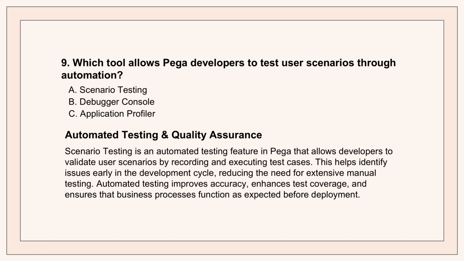Nobody wants those headaches. All right, so question 9 throws us into the world of testing. It asks which tool allows Pega developers to test those user scenarios without having to do everything manually. Gotta love automation. Right, so is it A, scenario testing, B, debugger console, or C, application profiler? For testing out those user interactions, scenario testing is your friend. Oh, tell me more. You can set up different scenarios, like someone applying for a loan or updating their profile, and Pega automatically runs through the steps and checks if everything's working as expected. So you can essentially simulate those real-world user interactions. Exactly. And that saves you a ton of time and makes your testing much more thorough. Awesome. Option A it is.